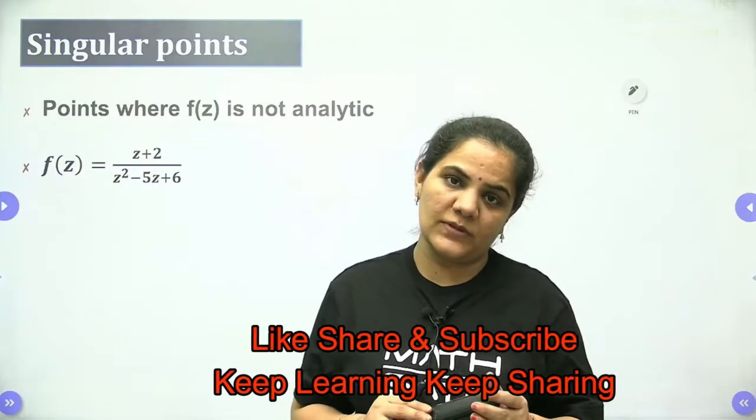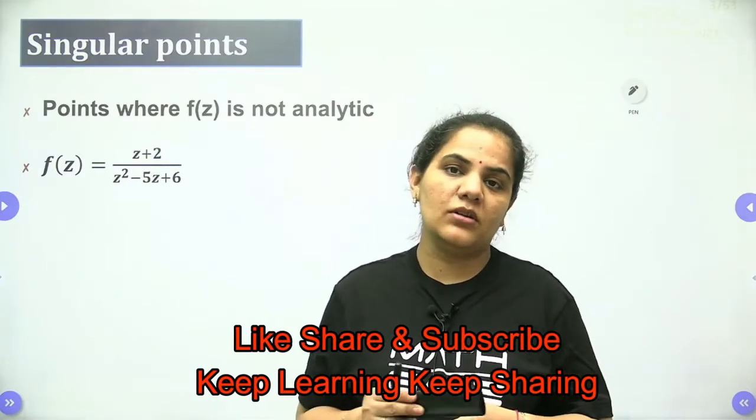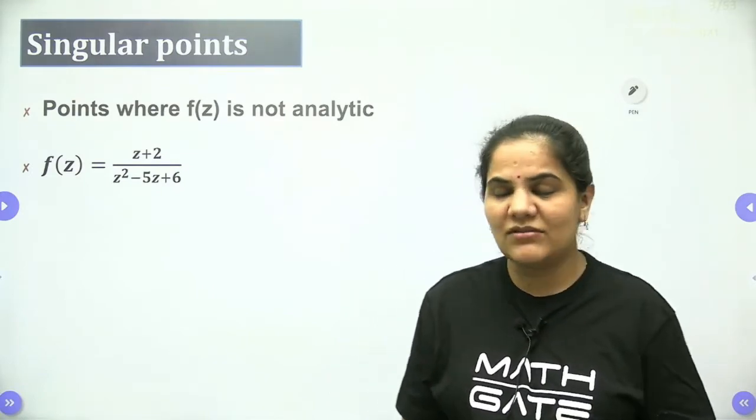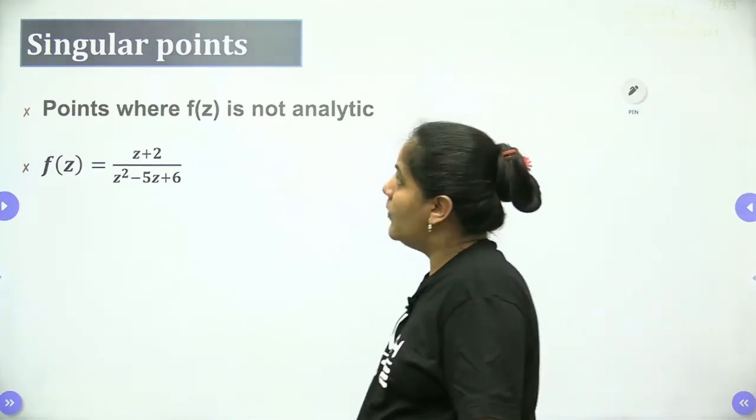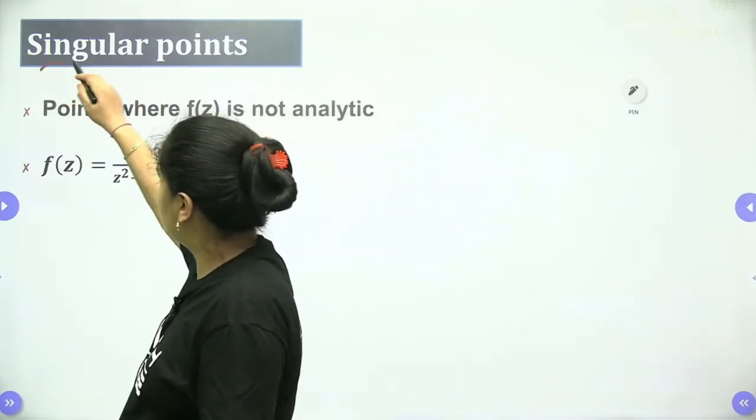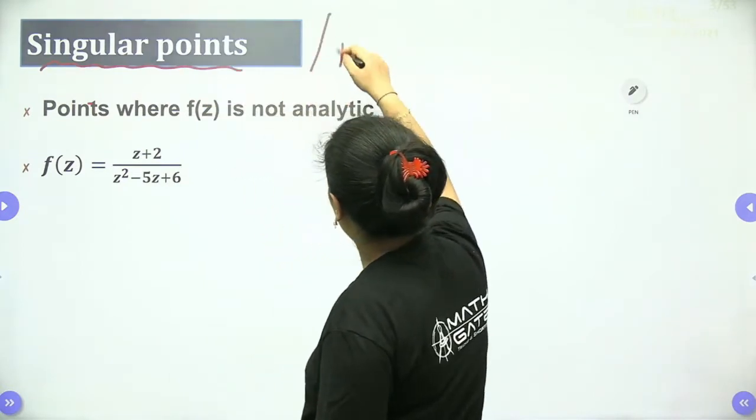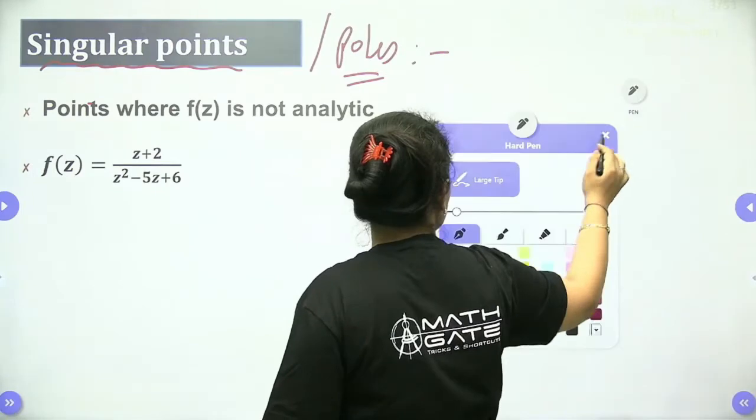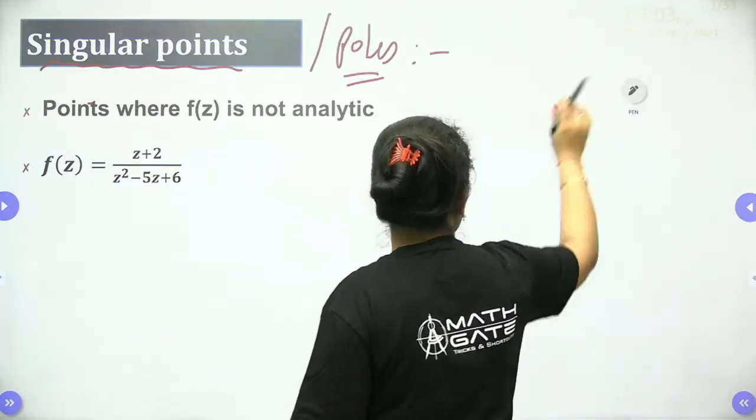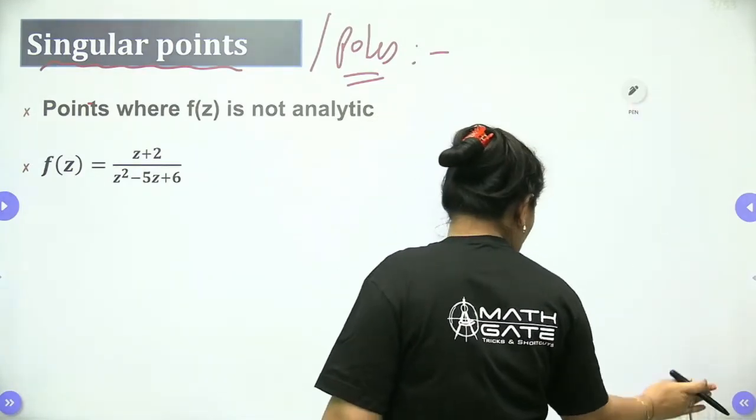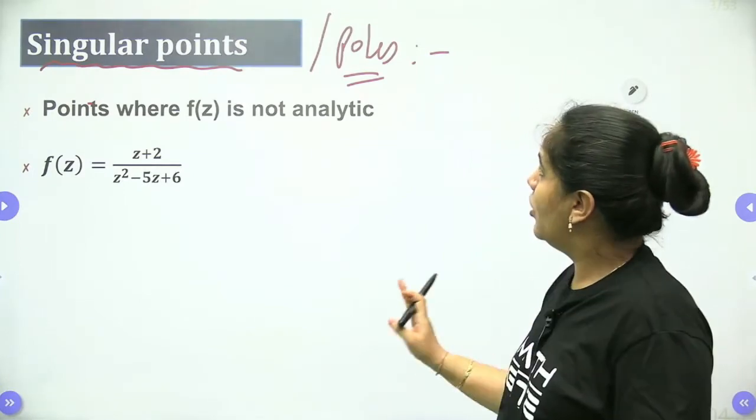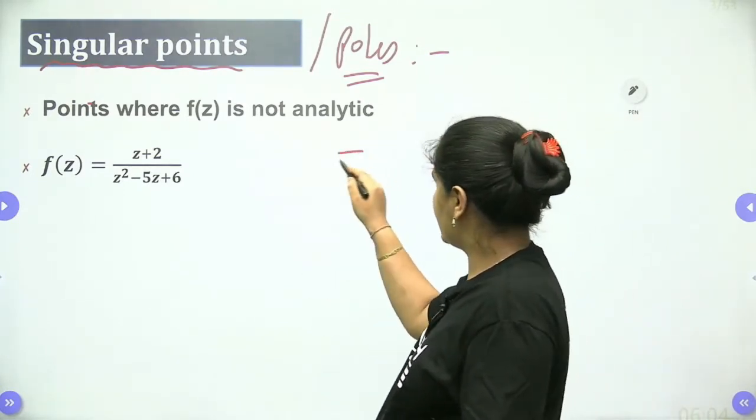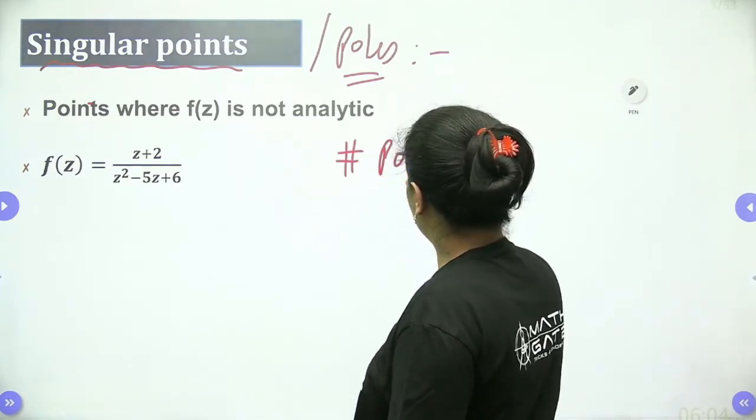Singular points or poles. So what are poles, or where exactly do we use the poles? Let's have a discussion on poles, dear students. Poles or singular points, both things are the same only. Singular points, or you can say poles, right? Those points at which your function is not analytic are called singular points or poles.